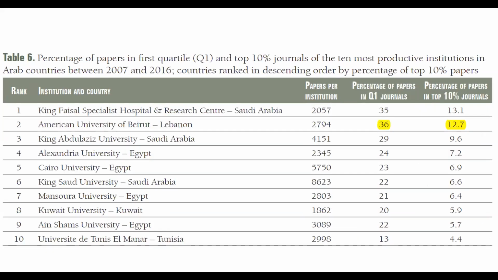Some more indicators in this next table where we looked at the percentage of papers in the top quartile journals and top 10%. Under top quartile journals, 36% of papers published by AUB faculty were published in Q1 journals, and that was the highest in the list. 12.7% of those papers were published in the top 10% journals, which is second in the list.